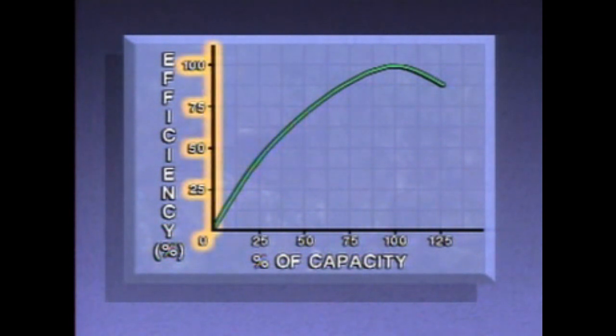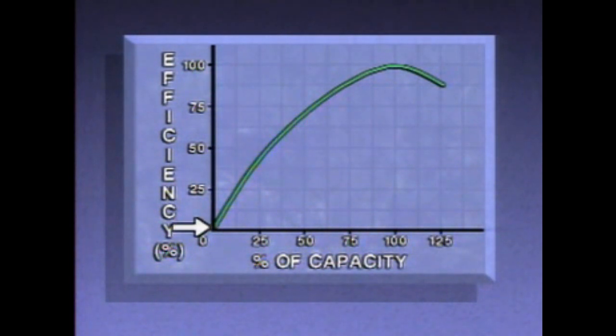We can use this graph to look at another pump characteristic, efficiency. The efficiency scale goes from 0% to 100%. A pump's efficiency varies depending on the percentage of its capacity that is being used. The efficiency curve begins at 0 on both the efficiency and capacity scales and rises to a maximum value near 100% capacity before falling off again.